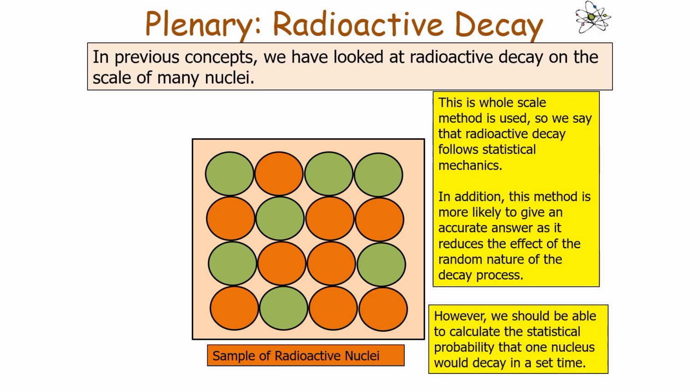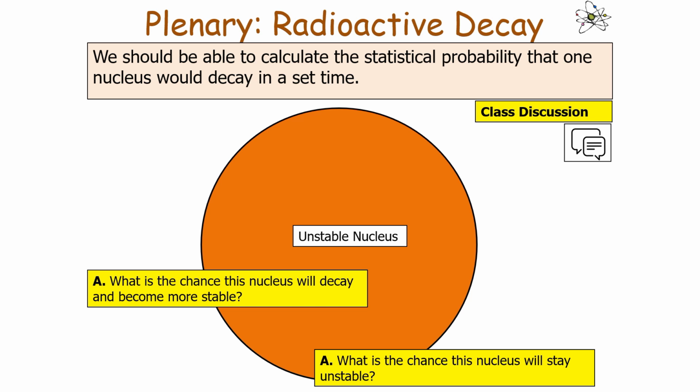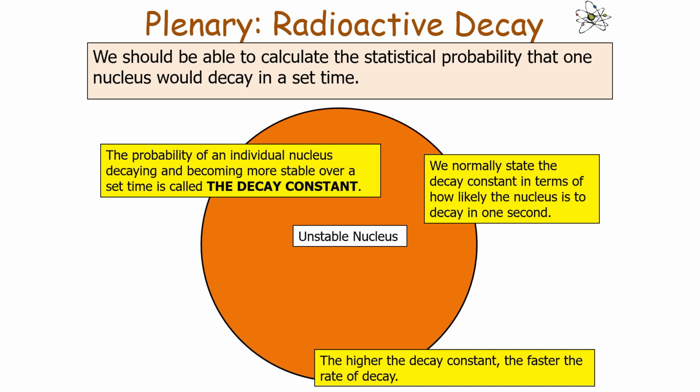So we can then use this idea to calculate the statistical probability that one nucleus would decay in a set time. So like I said before, we should be able to calculate the probability of how long it would take for one nucleus to decay. So we can think, what's the chance that this unstable nucleus will decay and become more stable, or what's the chance it will stay unstable. So this links to the concept of what we call the decay constant. That's the probability of an individual nucleus decaying and becoming more stable over a set time.